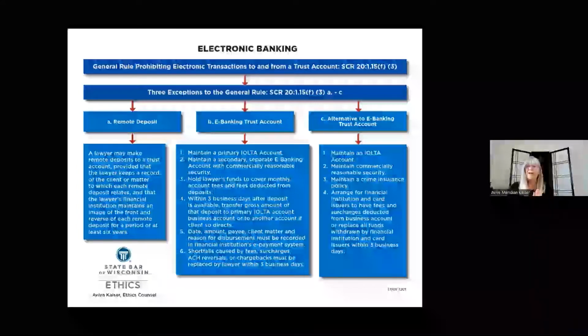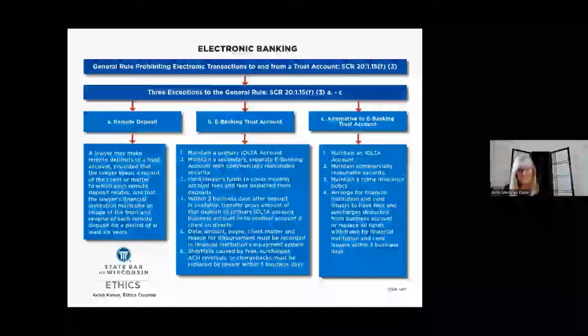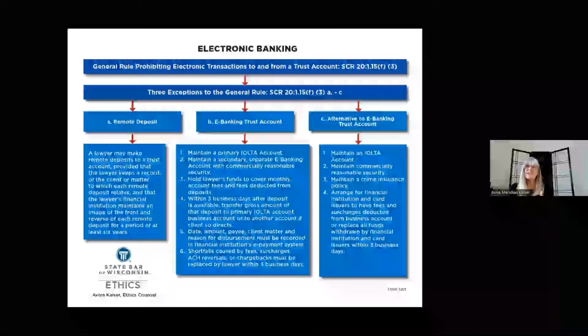Remote deposits are permitted in all three types of the trust accounts: into your traditional IOLTA account, into your e-banking trust account, and into your alternative to the e-banking trust account. The second exception is the e-banking trust account exception. Electronic transactions are permitted into and out of the e-banking trust account. However, you want to make sure that when those deposits are available, those deposits must be transferred immediately or within 3 days into your traditional IOLTA account.